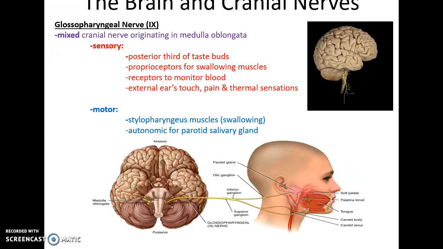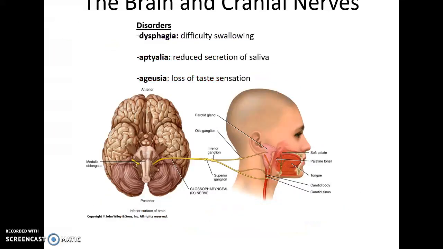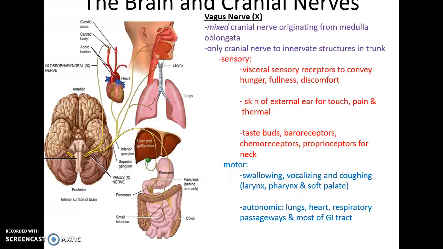Glossopharyngeal nerve, cranial nerve 9, is a mixed nerve. Sensory information it carries includes the gustation or taste sensation for the posterior third of the tongue, proprioception for swallowing muscles, receptors for monitoring the chemical composition of blood, and also the external ears, touch, pain, and thermal sensations. It also has motor functions, the stylopharyngeus muscle allowing us to swallow, and the parotid salivary gland. Disorders include dysphagia, difficulty swallowing, aptyalia, reduced secretion of saliva, and ageusia, loss of taste.